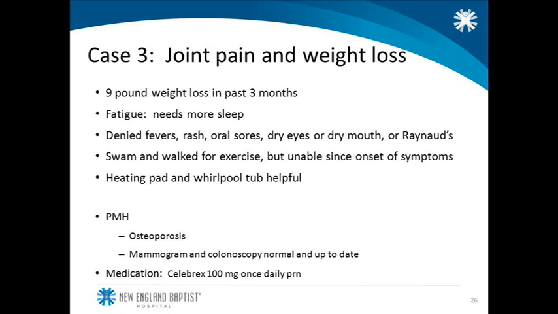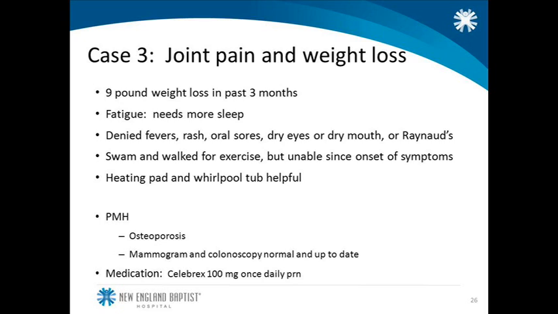During the past 3 months, she had lost 9 pounds. She had a marked increase in fatigue, finding that she needed more sleep, and she was unable to do a lot of the activities that she previously enjoyed, such as swimming and walking for exercise. She denied additional systemic symptoms such as fevers, rash, oral sores, dry eyes or dry mouth, or Raynaud's. And she had found that a heating pad and whirlpool tub were helpful in reducing her symptoms.